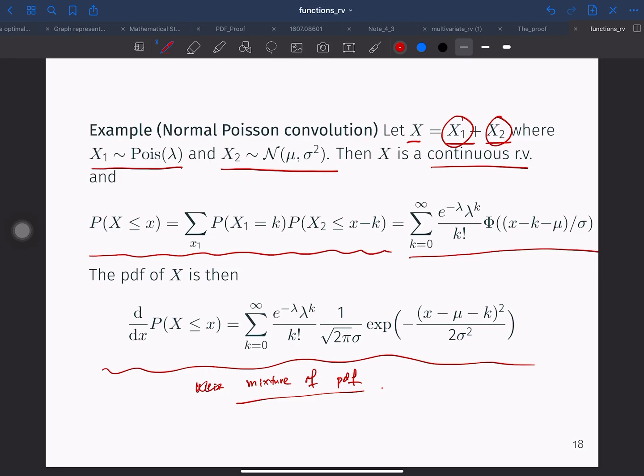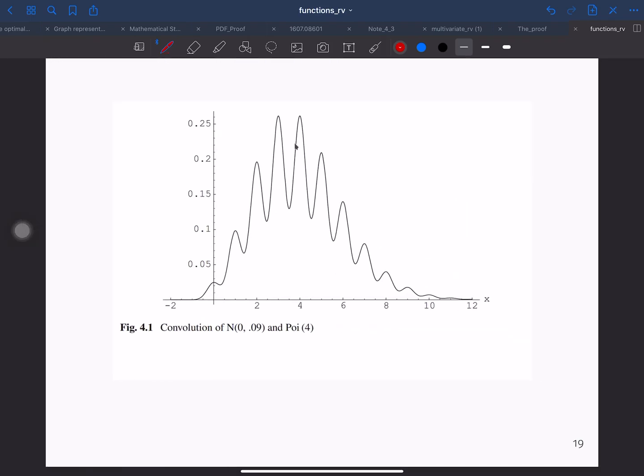And you can check the derivation. But in any case, just to illustrate that this looks weird, suppose I take the sum of a Poisson with rate parameter 4 and a normal with mean 0 and variance, I think, 0.09. Then the PDF of x equal to x1 plus x2, where x1 is Poisson and x2 is the normal, looks like this. It is a weird shape oscillating around.